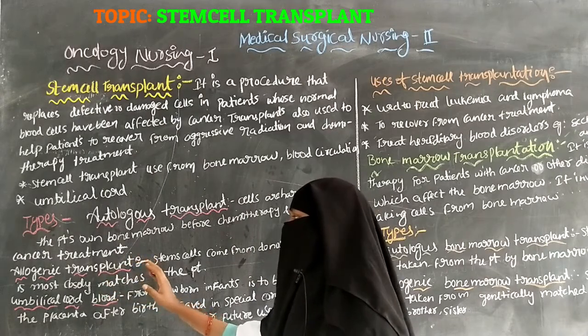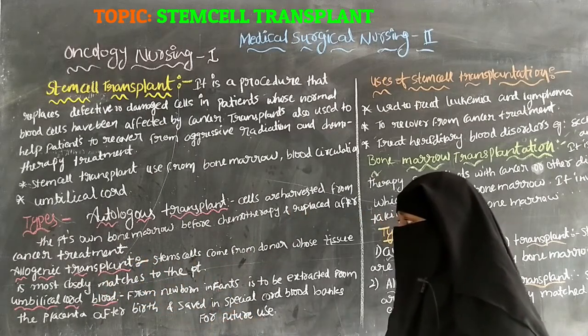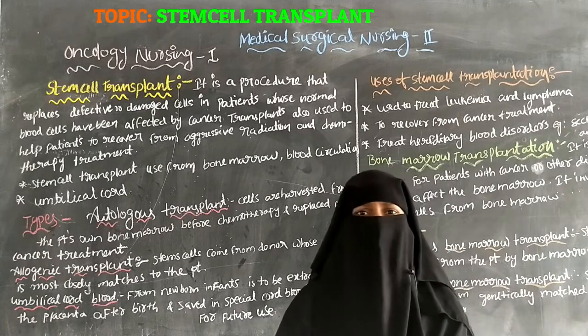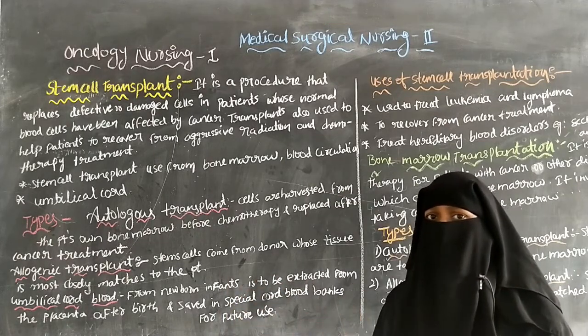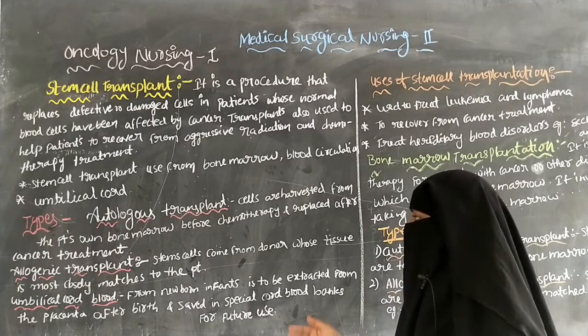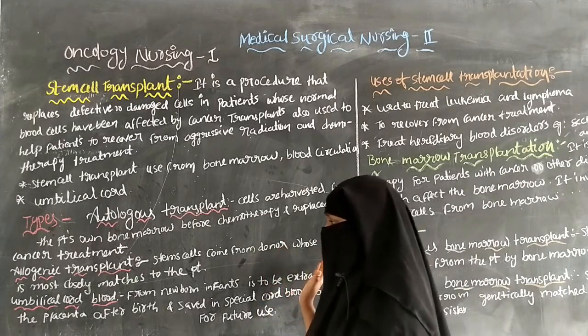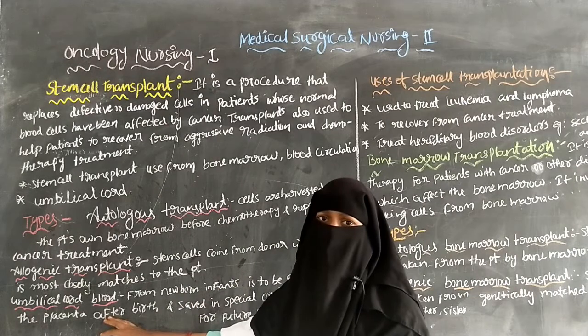Next one is allogenic transplantation. Allogenic transplantation means the stem cells can be collected from the donor. The stem cells should be matched to the patient's bone marrow, then only we can collect the stem cells from the donor. Next one is umbilical cord blood.